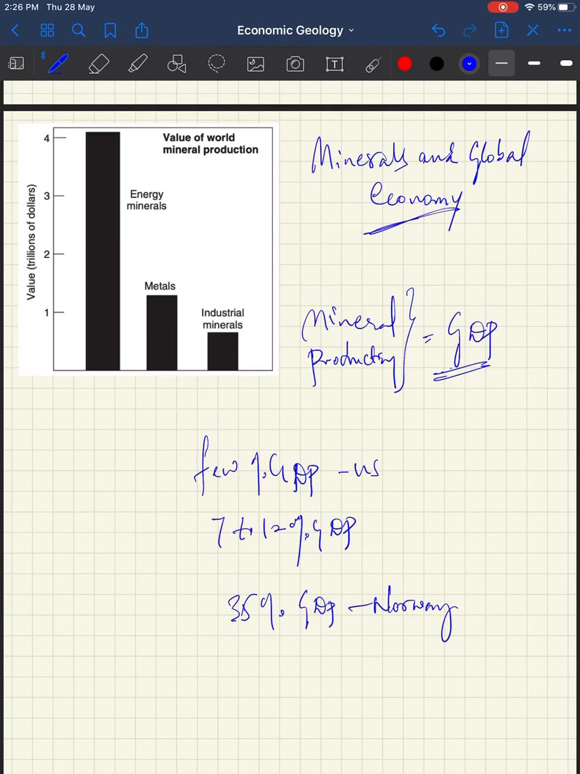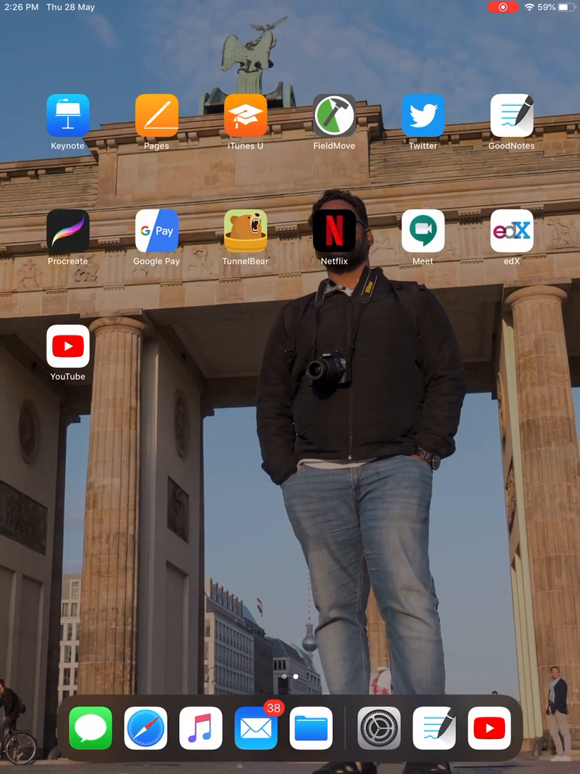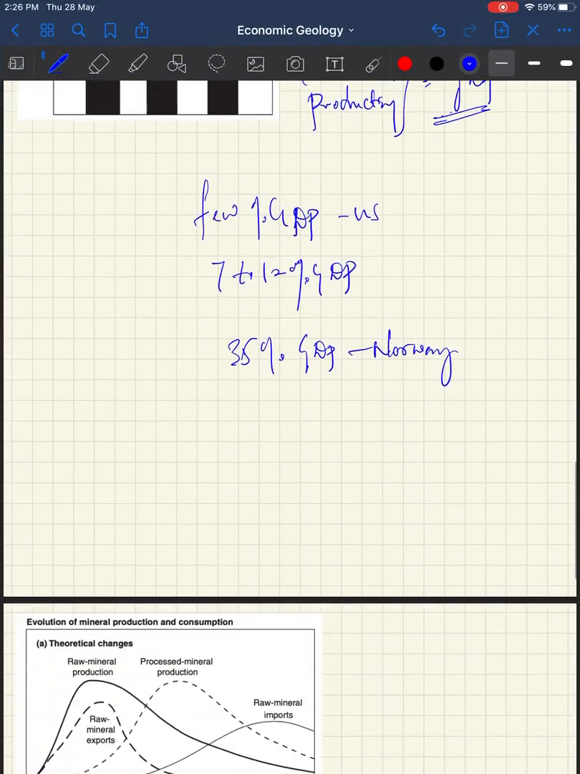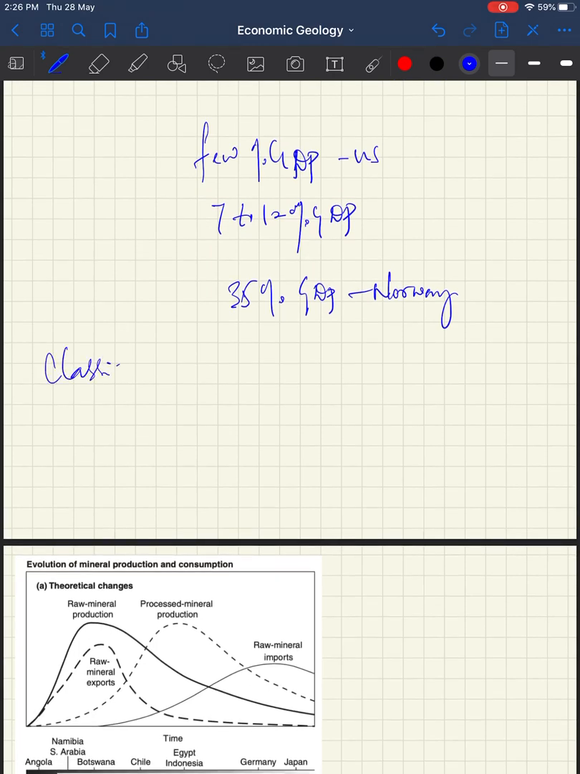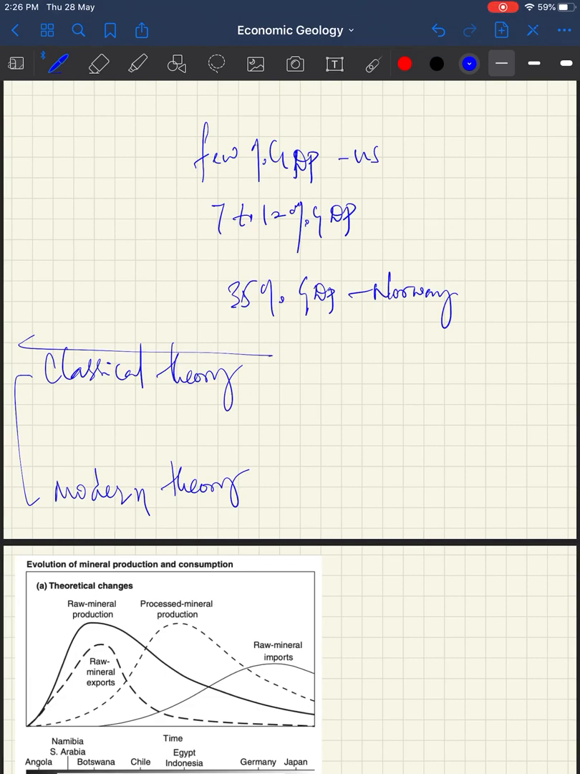Okay, moving ahead, let's look into propositions of a few mineral economic theories. The first one is the classical theory, and then we have the modern theory. We'll call these the mineral economic theories. Very interesting theories we have got here.